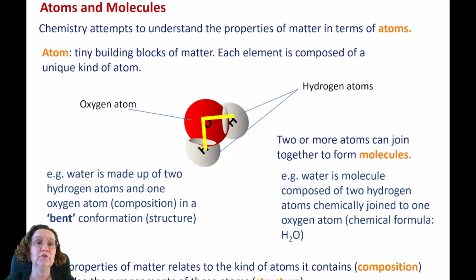The compound water is made of 2 types of elements, oxygen and hydrogen, 3 atoms, 2 atoms of hydrogen, 1 of oxygen. And those atoms joined together is what we call molecules. So the properties of matter relate to the kind of atoms that make up that matter, the composition, and also the arrangement of those atoms, how they are linked together, and we call that the structure.